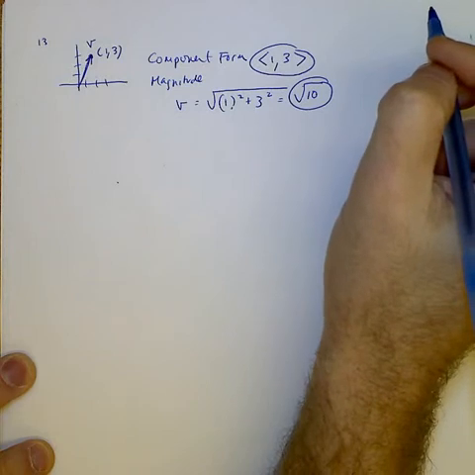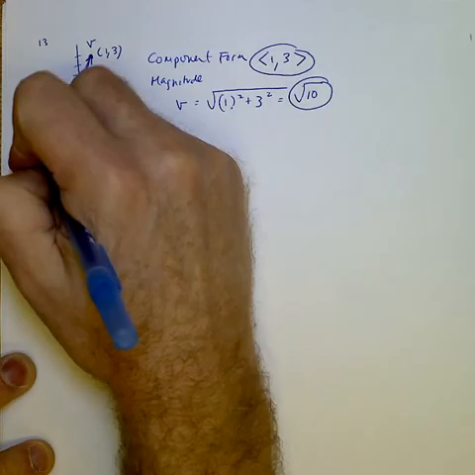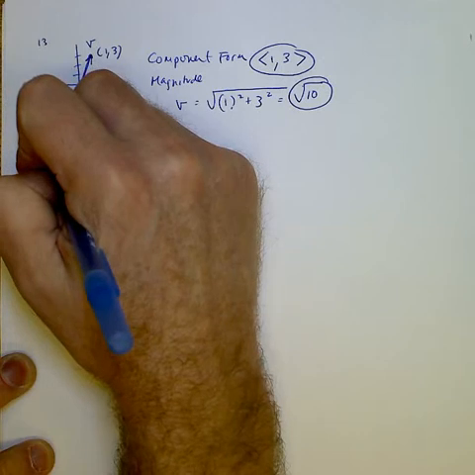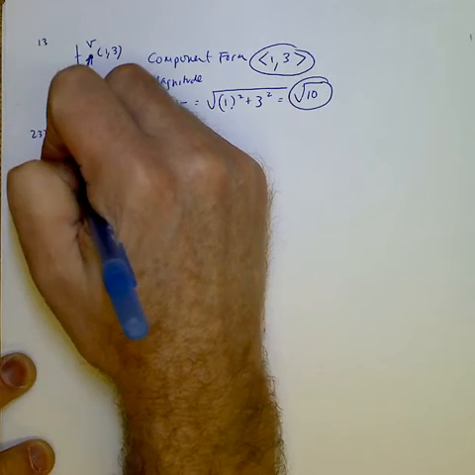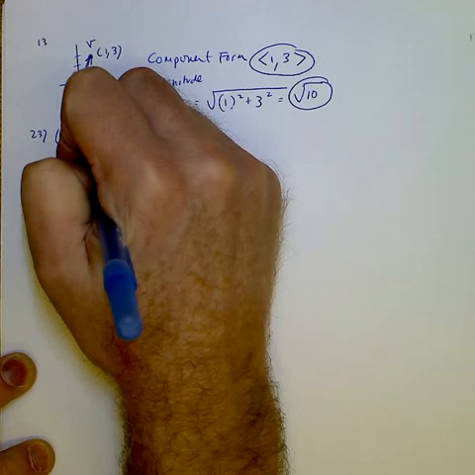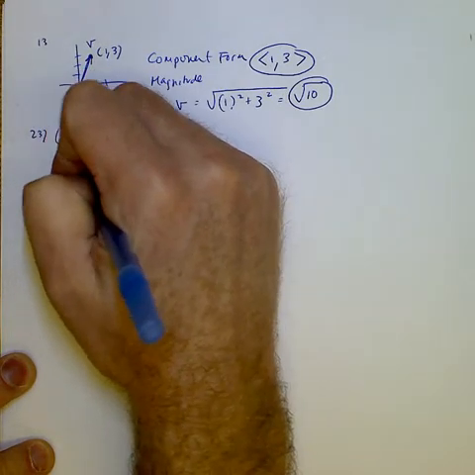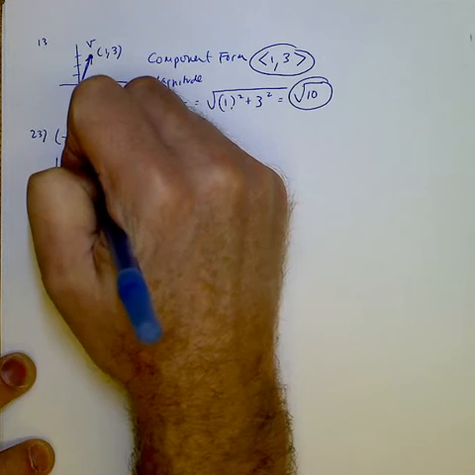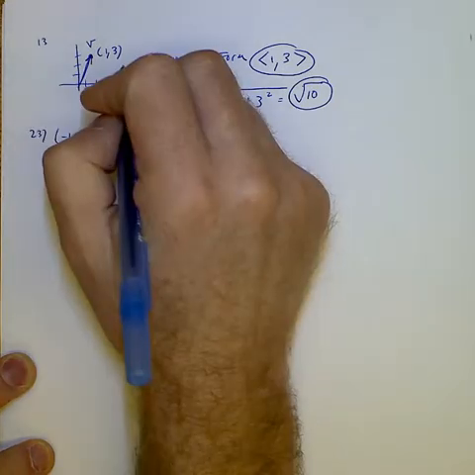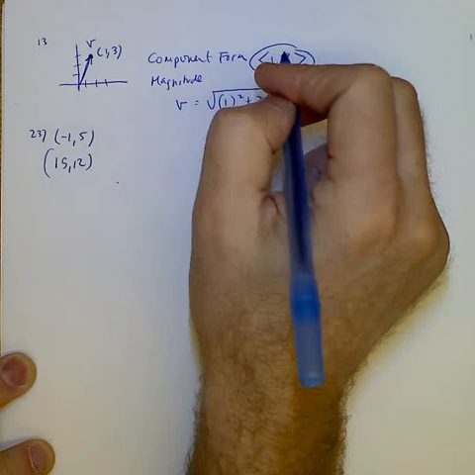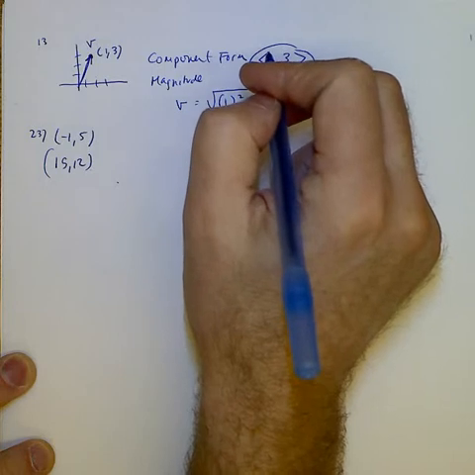Let me go ahead and do number 23. In number 23, you're given an initial point of negative 1 comma 5, and you're given a terminal point for this vector at 15 comma 12. And again, we need to put this into component form and find the magnitude.